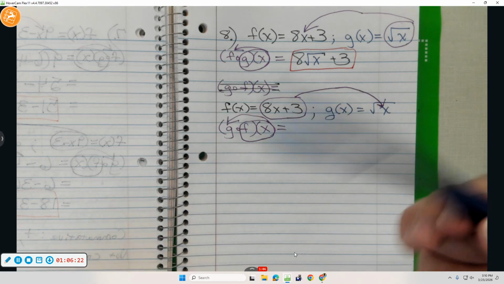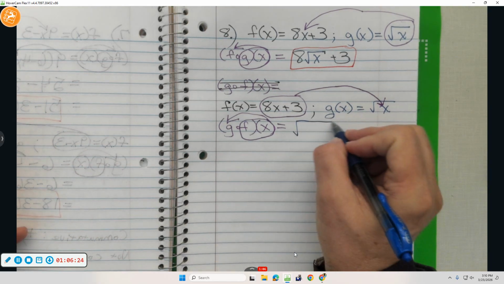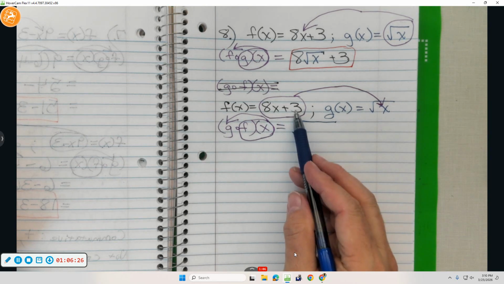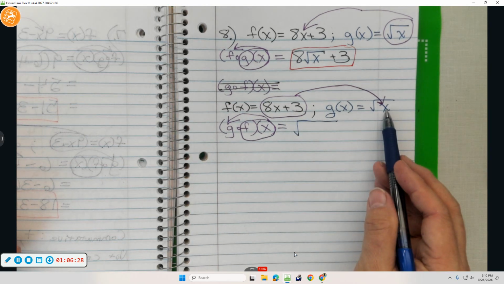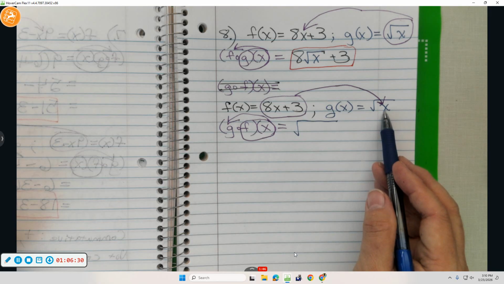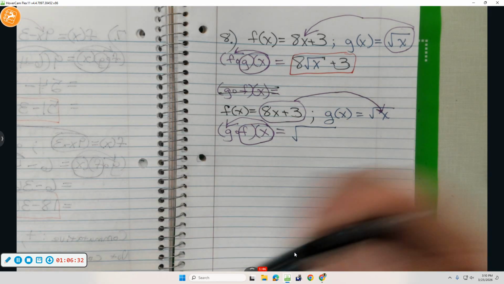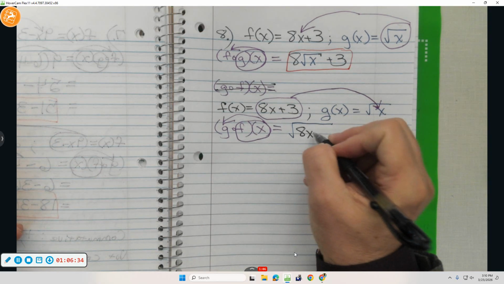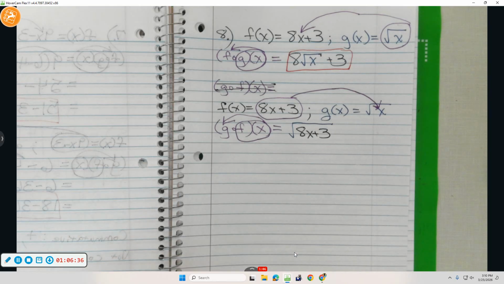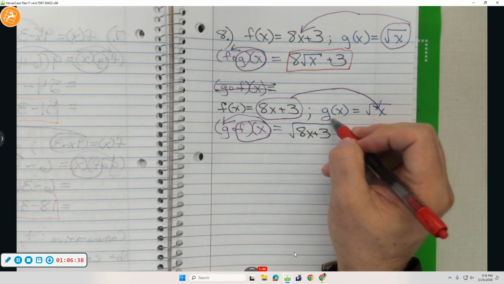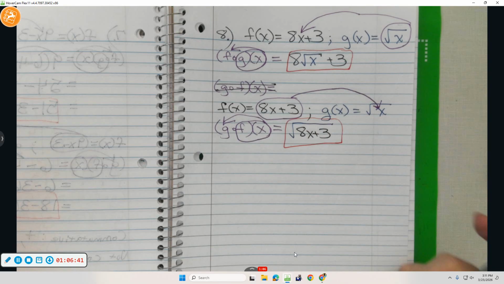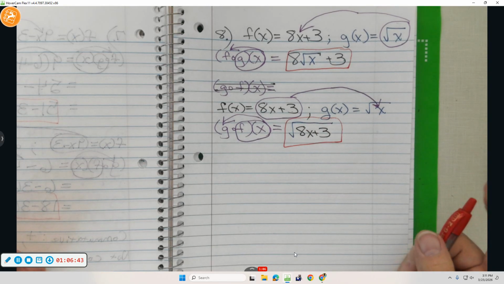So we're going to have a square root, and that 8x plus 3 will go in place of that x. That means it's all under the radical. For my final answer, there's nothing else we can do there. Any questions?